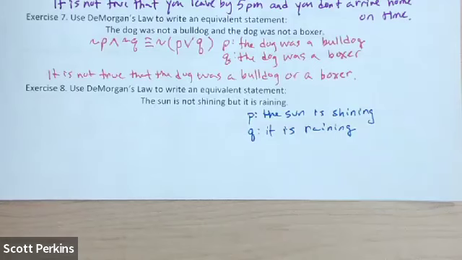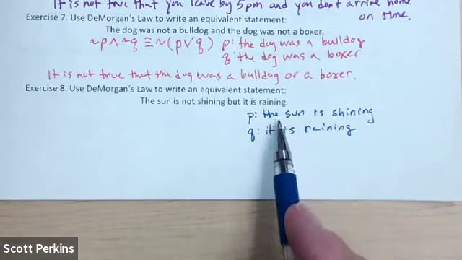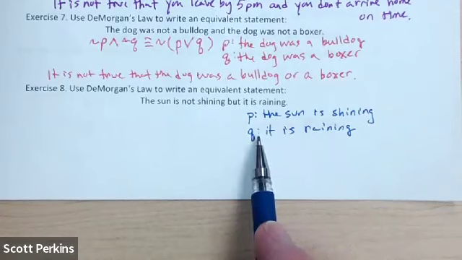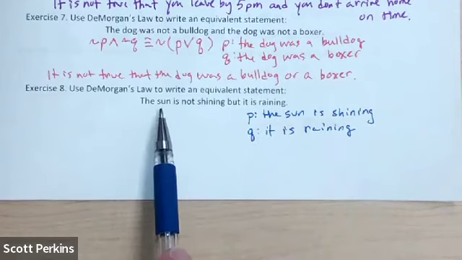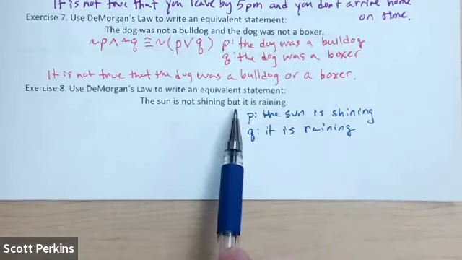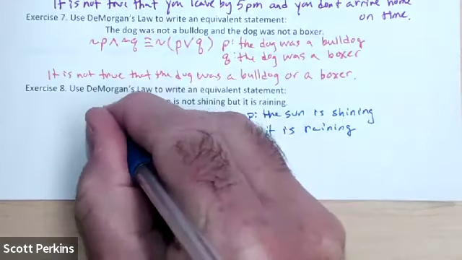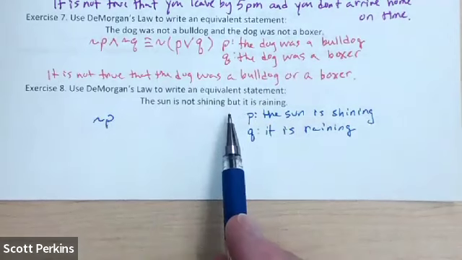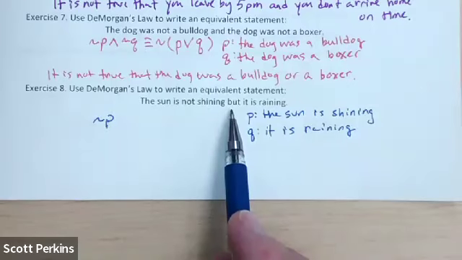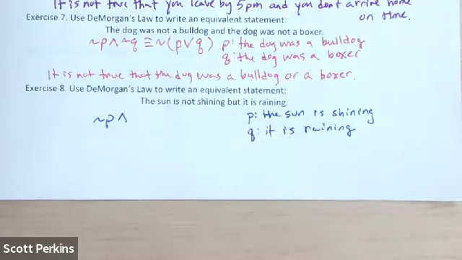All right, so statement P is going to be the sun is shining. Statement Q, it is raining. So let's write symbolically the sun is not shining, but it is raining. So the sun is not shining is squiggly P. I just did this just to remind us, because I know we're getting close to the end of the unit. What connective is the word but? It's and, right? It's just the conjunction, yes. So, and then it is raining is Q.